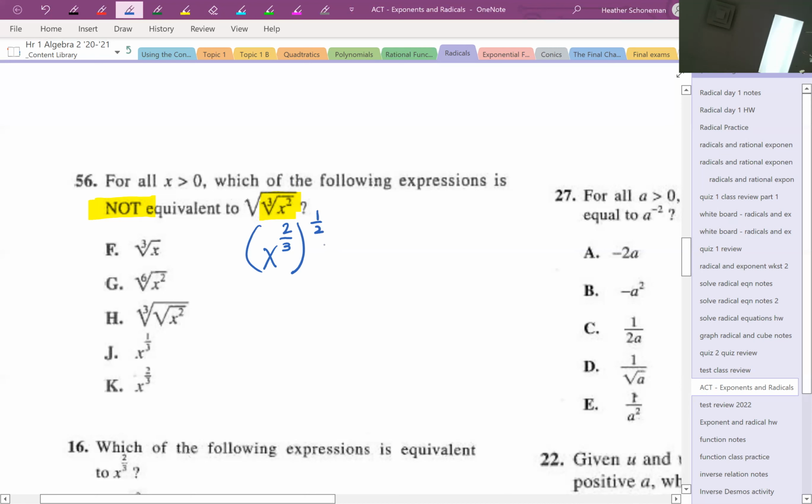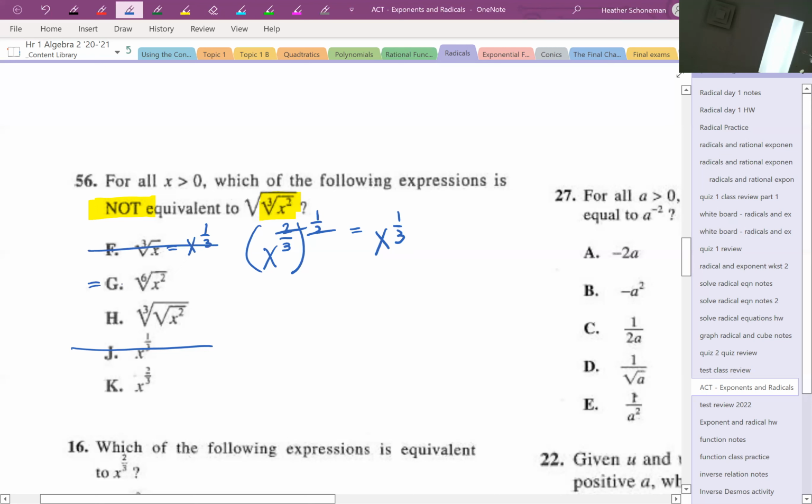So now we have power to a power, and we have power to a power, we multiply the exponents, and then we figure out what we get. So before we multiply straight across the top and straight across the bottom, but the 2's cancel, so we just get x to the 1/3. So anything that's not x to the 1/3 would be false. So here's x to the 1/3, that's true, okay? Anything to the cube root is x to the 1/3, so that one's the same.